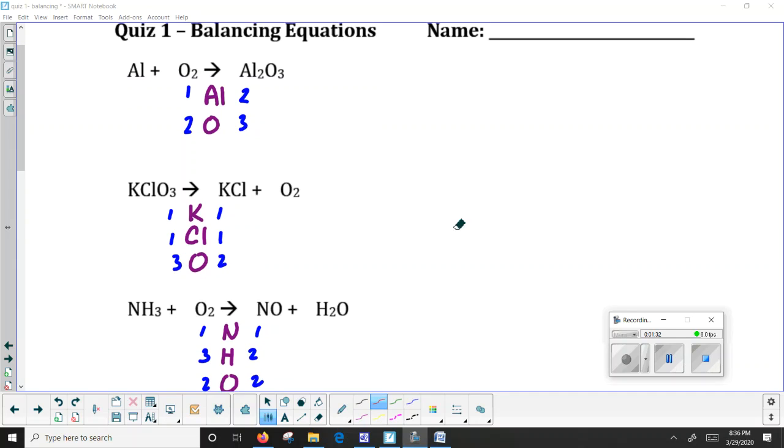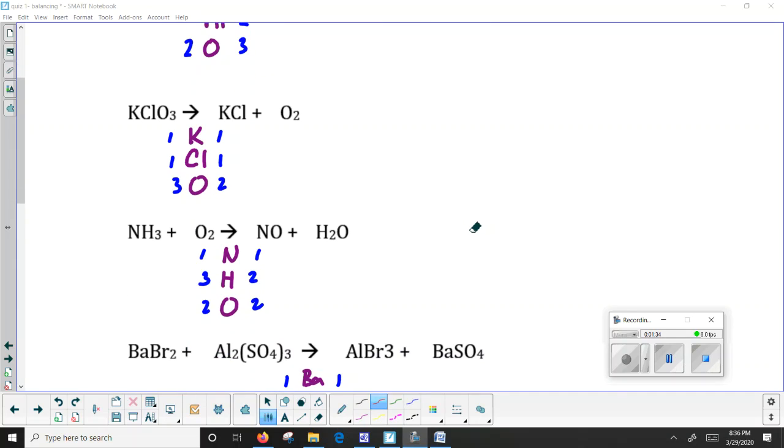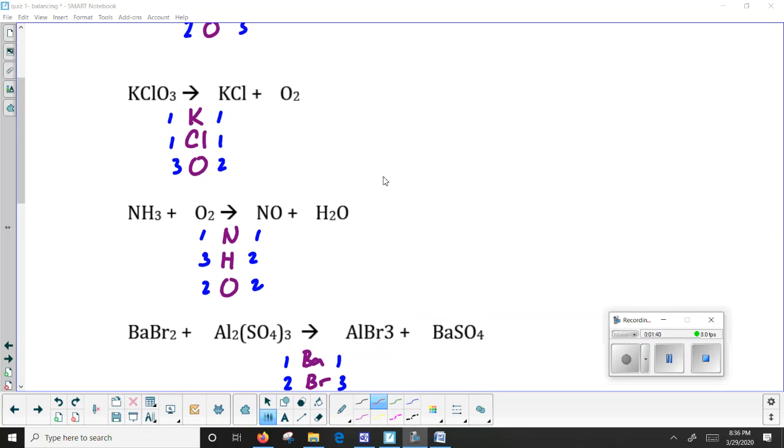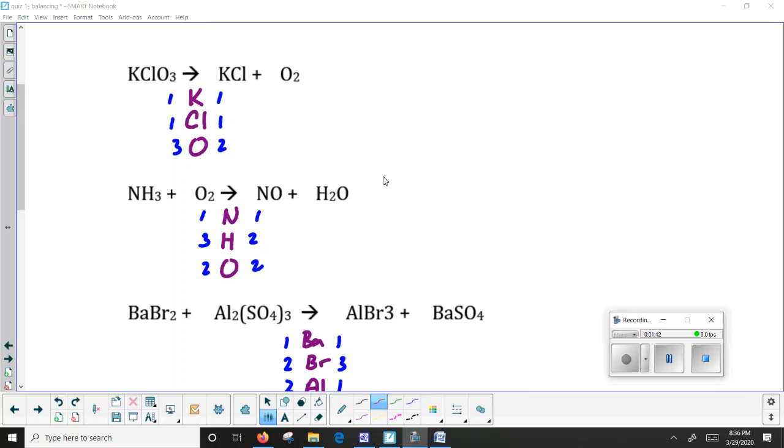Okay, now what I've done here is I've just put in the tally chart again for each of these. Again, you don't have to have it written down. You can do it in your head if you want to. Just go through the other examples. So now we've got potassium chlorate being broken down to potassium chloride and oxygen. How does that work? Well, we've got 1 potassium, 1 chlorine, beautiful.